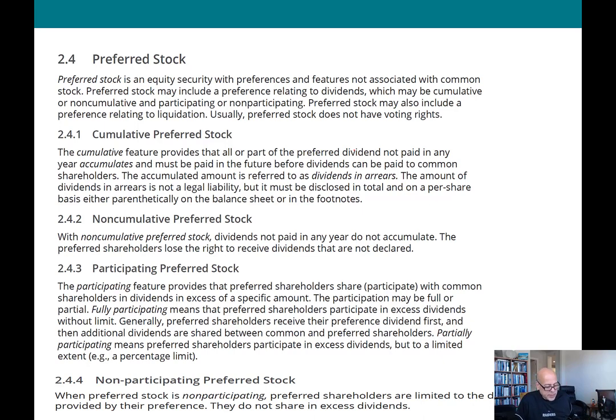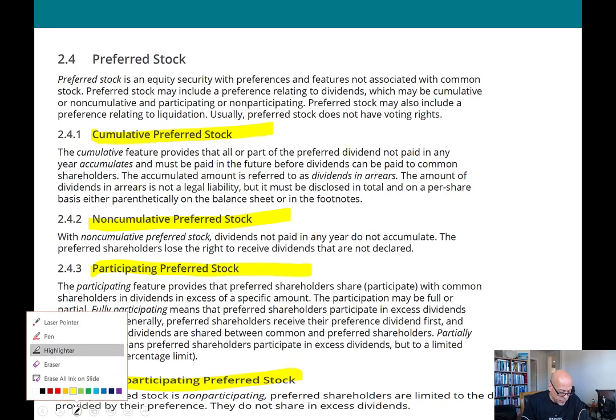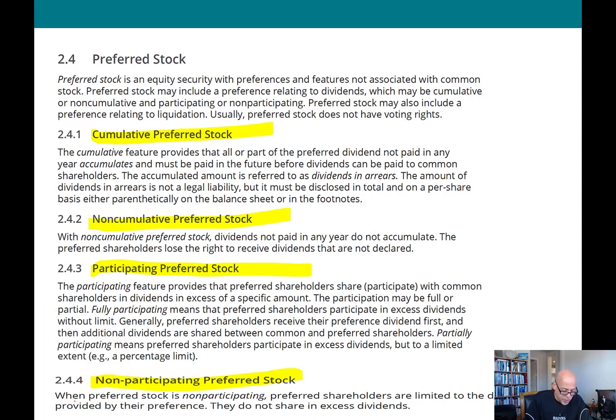Okay, so let's take a look at how these cumulative preferred, non-cumulative preferred, participating, and non-participating work. The example that we're going to look at is going to assume that the stock is cumulative and participating, and that can happen, or it could be just one of these or none of these. If it's non-participating, then it's not participating. If it's non-cumulative, then it's not cumulative. You get the point. Okay, so let's take a look at what we say about cumulative first. Let's understand that.